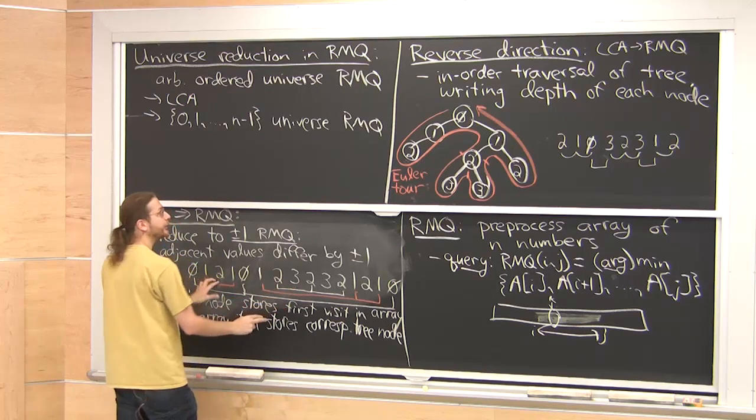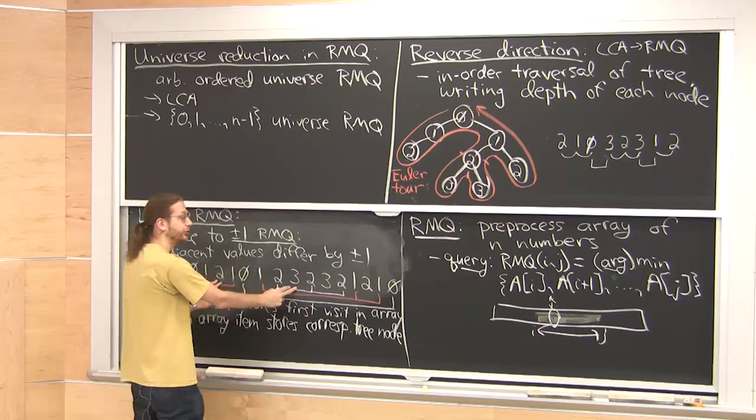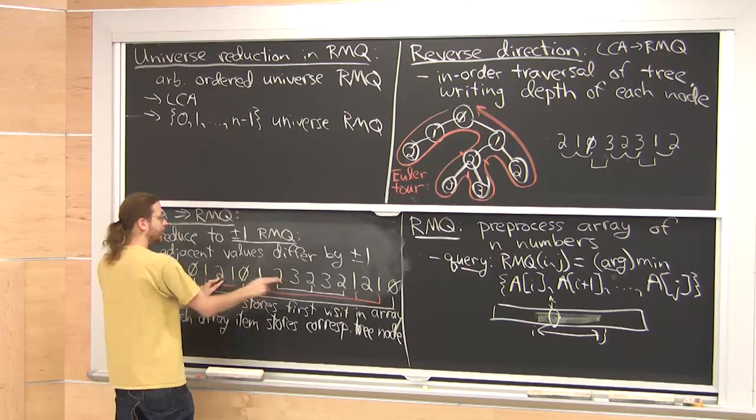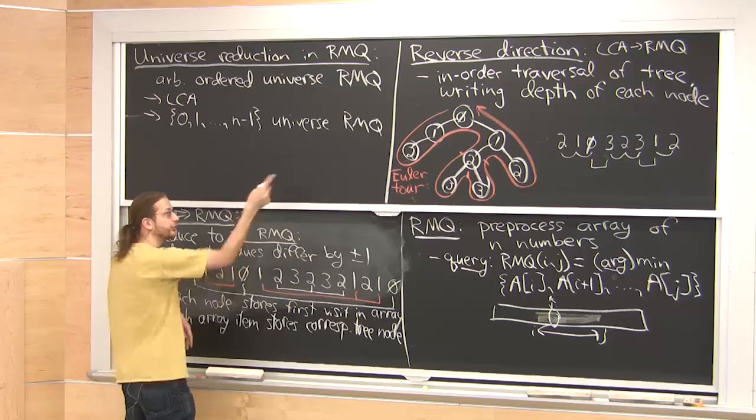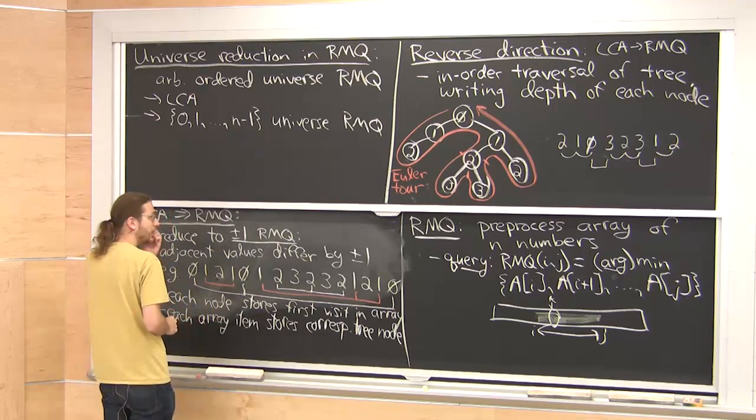So now here, they happen to only occur once in the tour, so it's a little clearer. If I compute the RMQ, I get this 0, as opposed to the other zeros, but this 0 points to the root, so I get the LCA.